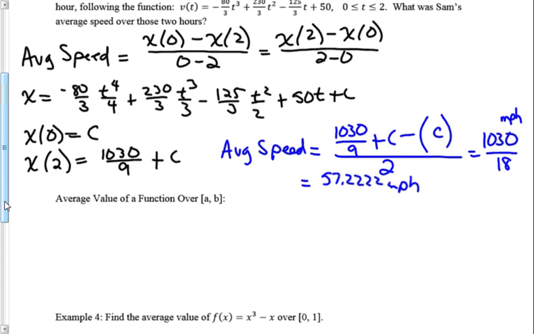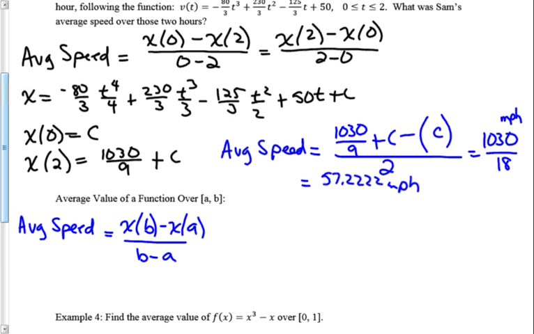So let's talk about the average value of a function over a to b. Let's talk about average speed first. What we did is we divided by the time interval, b minus a, and I found position at b minus position at a. We can write that a little more calculus friendly, which is actually the definite integral from a to b of the velocity, all over b minus a. So when I want the average speed, I take the antiderivative of velocity divided by the difference in the time.